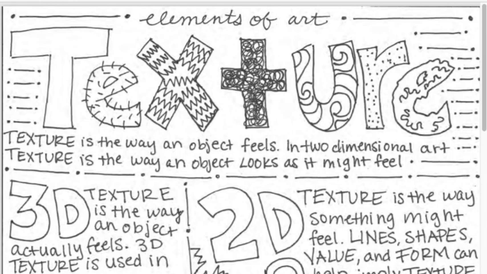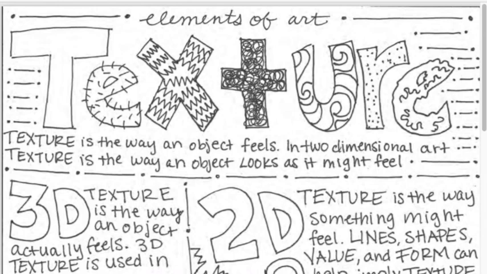3D texture is used in sculpture. Over here it says 2D texture is the way something might feel. Lines, shapes, value, and form can help imply texture. So let's talk about these two things because it can get a little confusing. 3D texture is the way something actually feels. So if you have a sculpture that's hairy, bumpy, or smooth, but it can also talk about 2D things that have a 3D texture.